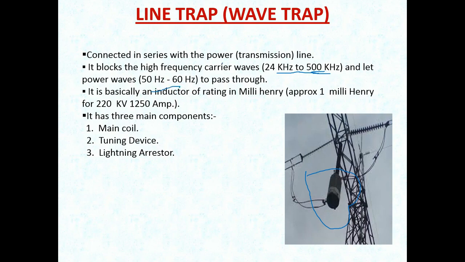A line trap is an inductor. An inductor does not allow high frequencies. There are three main components: the main coil, which is an inductor, a lightning arrestor, and a tuning device. Basically it is an inductor of millihenry rating and blocks the high frequencies.